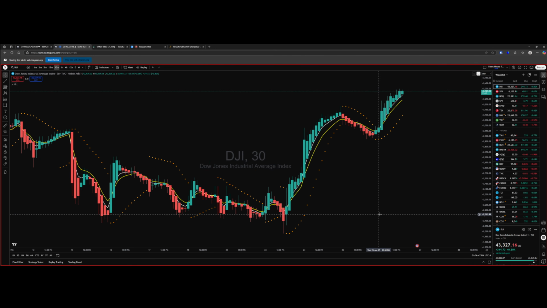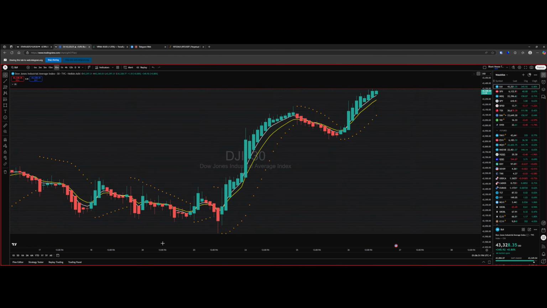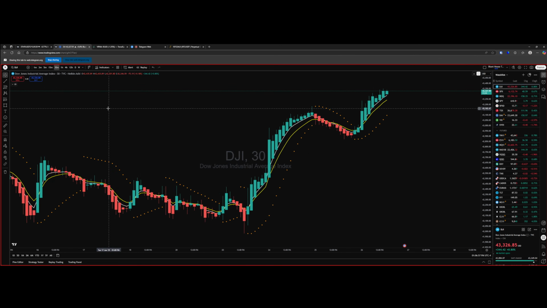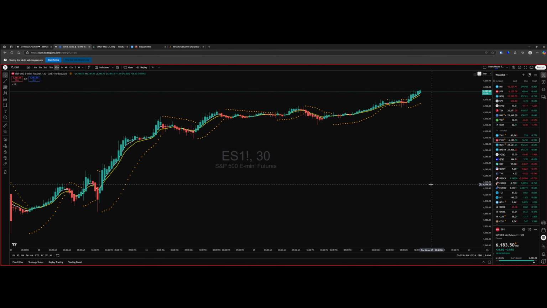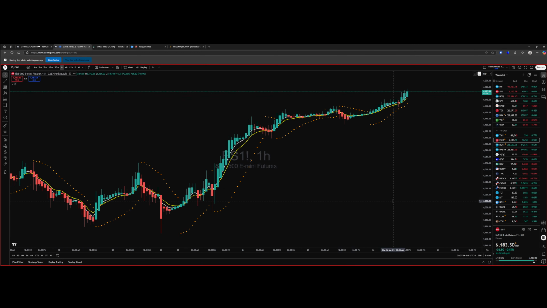Right? There you go. That's the Dow, 30-minute Dow chart. That's the Dow. So if you're trading futures, for example, let's go to an hourly. So like hourly futures charts.